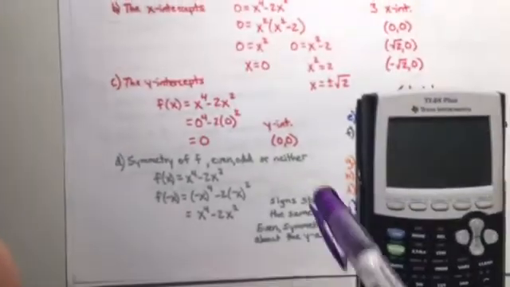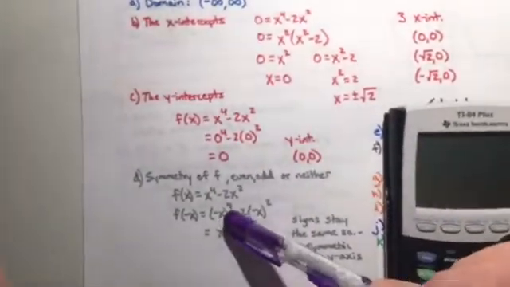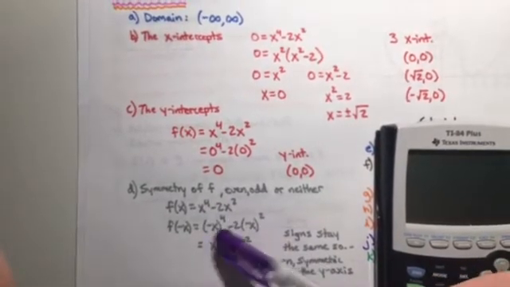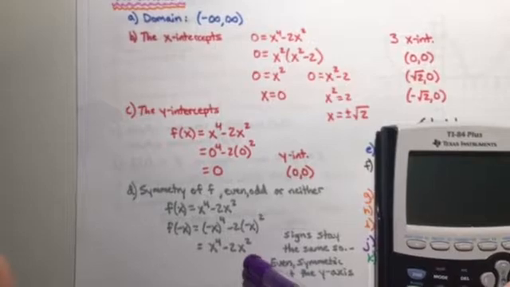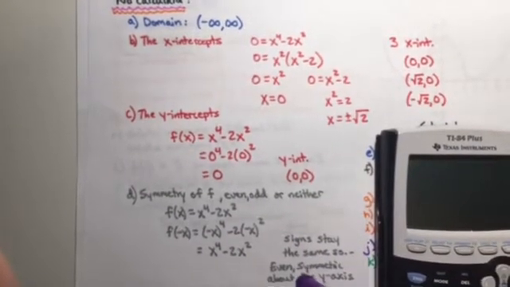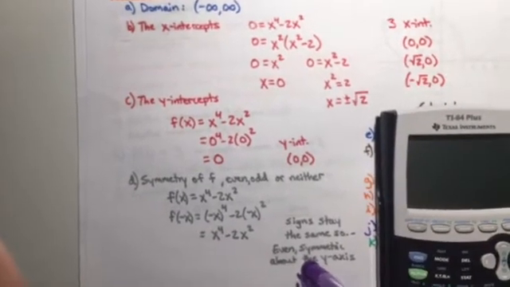For symmetry, we just have our equation, so we're going to plug in negative x and see what happens. So everywhere there was an x in our function, we replaced it with negative x. And then when we simplified, we noticed that no signs changed by doing that. So that means this is an even function, and it would be symmetric about the y-axis.